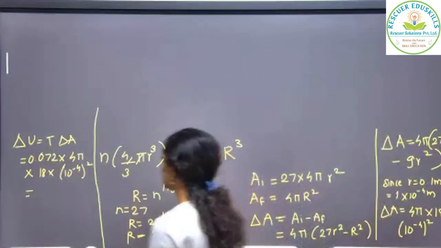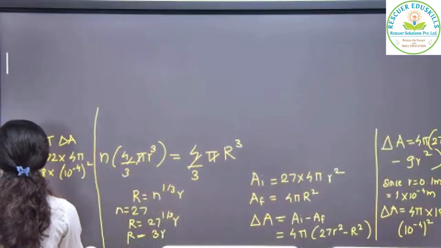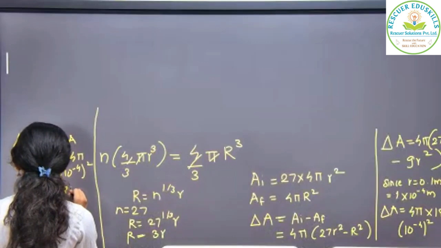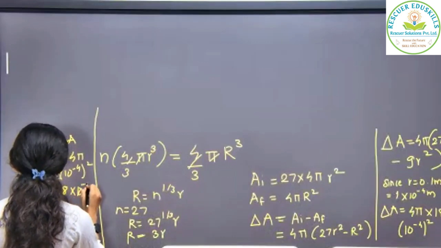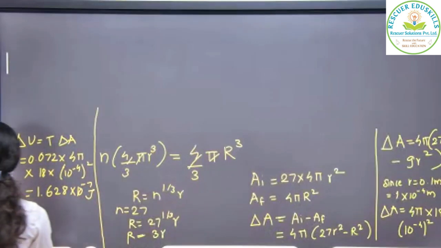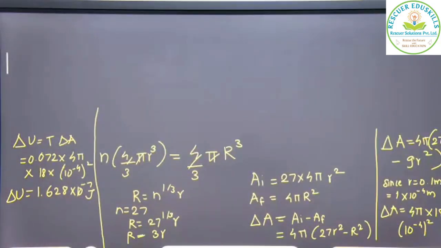So the answer will be 1.628 into 10 to the power minus 7 joules. Okay. As you can see, since the surface area will decrease because the droplets are merging, the surface energy will also decrease. So this is the total energy released to the surroundings.